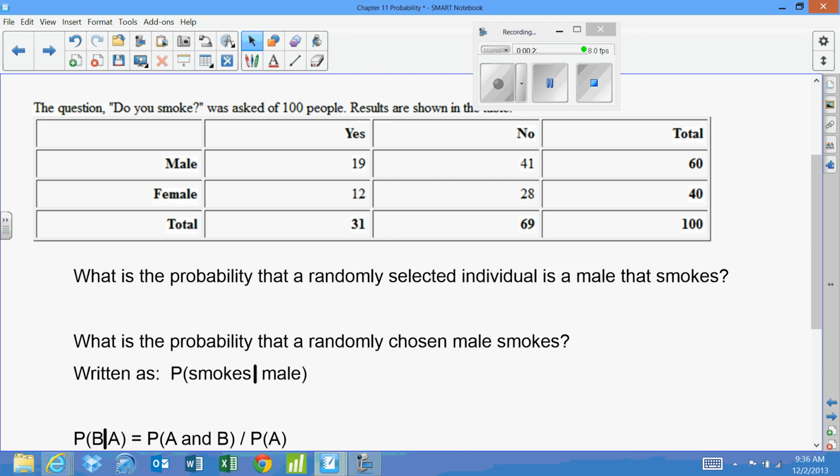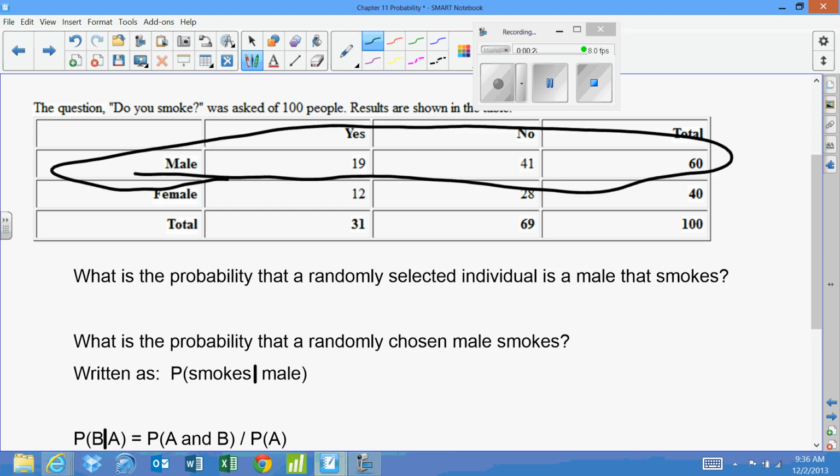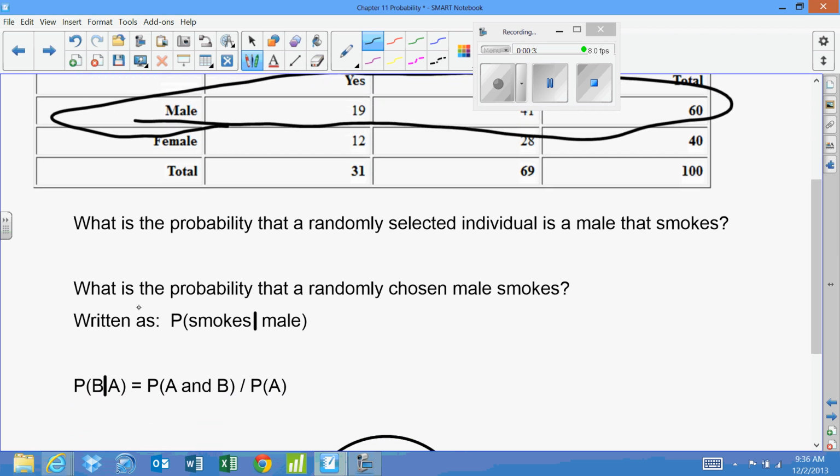If I'm looking at my table, I'm really only concerned with this row here. I'm only looking at the males. I'm looking at the number that smoke, the total that smoke, and so on. One way to look at it is that we're looking at this distribution here. We're looking at the probability that they smoke and that they're a male.